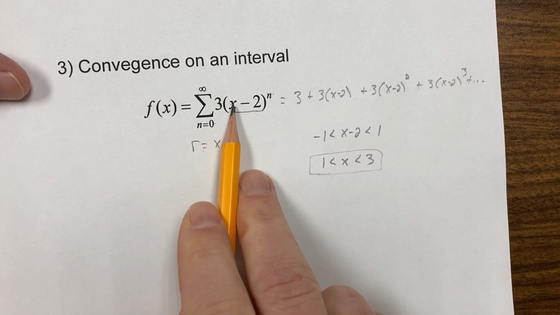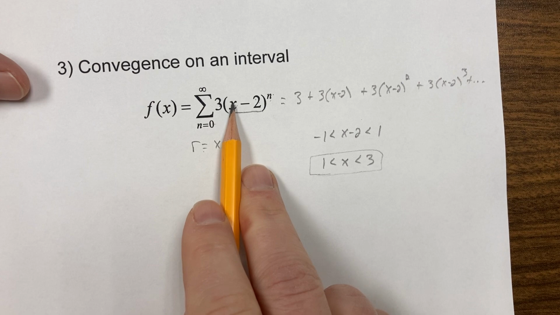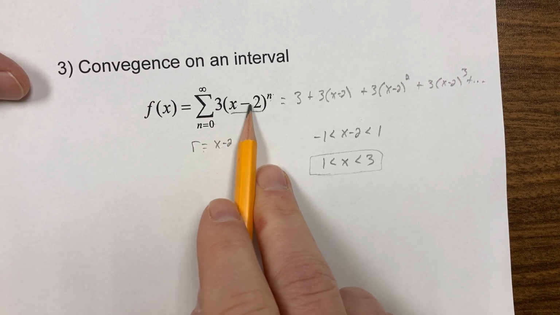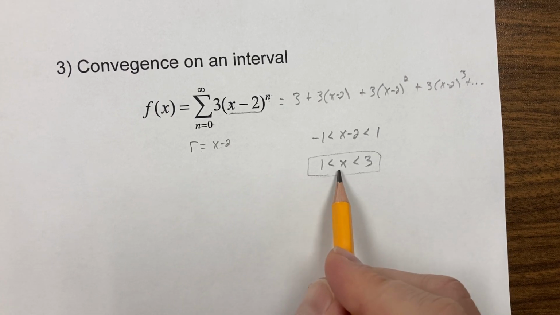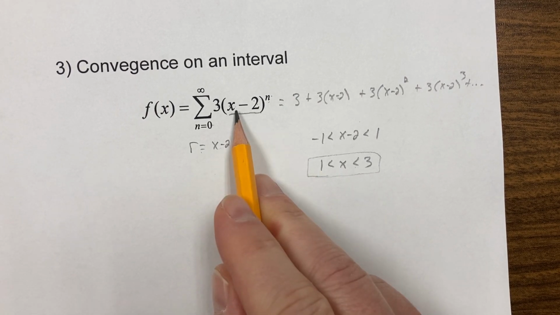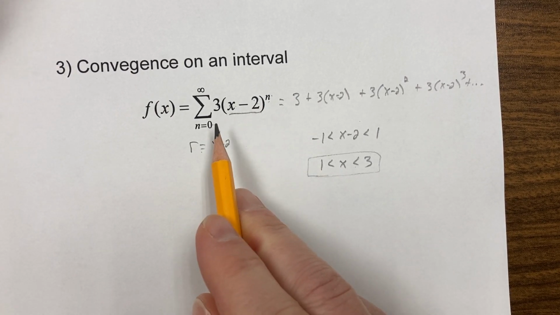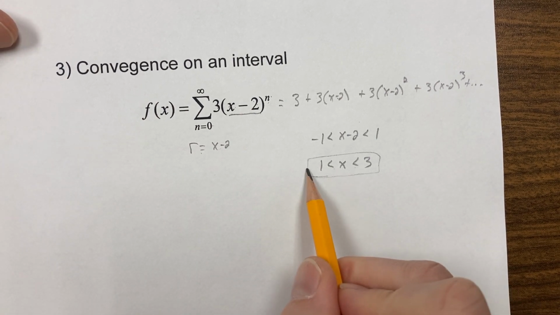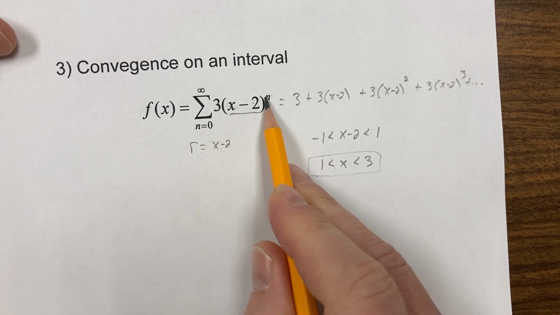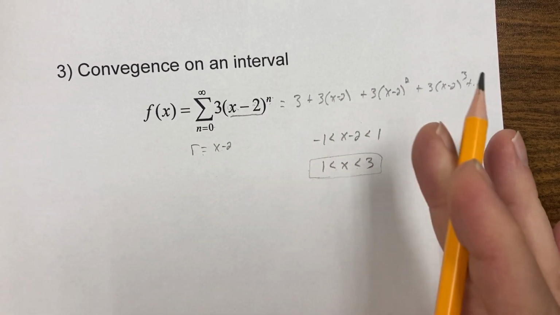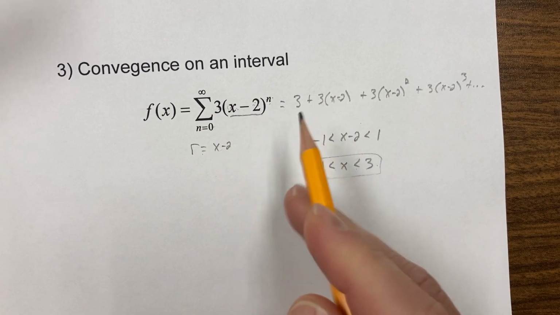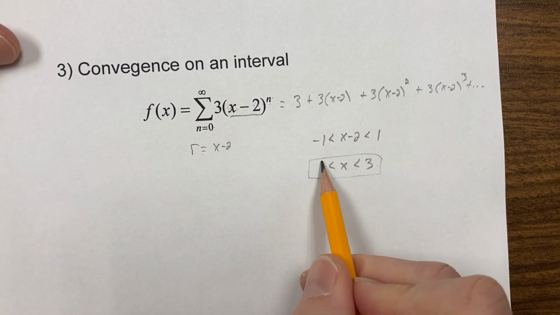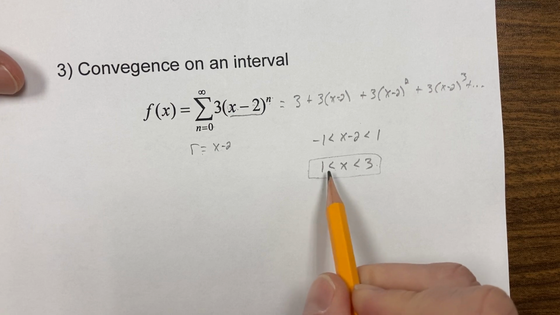If I put anything bigger than 1 in, say 1.2, I get -0.8. That's going to make things smaller and smaller. If I put in 2.4, I get 0.4. That's smaller than 1, makes things smaller and smaller. If I were to put something less than 1 in, say if you put 0 in, you get -2 to the n. That's going to make things bigger and bigger and bigger. Put in 5, that's 3 to the n. That makes things bigger and bigger and bigger. This is the only thing that will work.